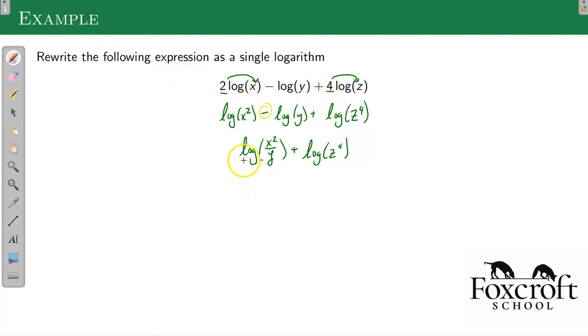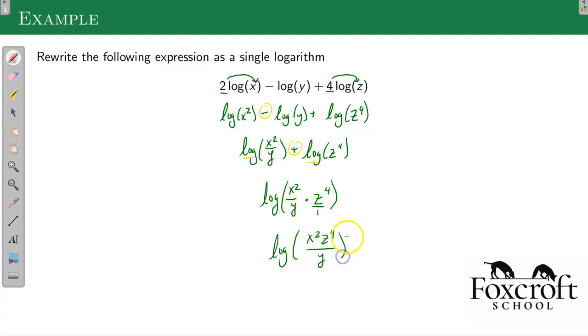And now we just have these 2 logs with a plus sign between them. And then we're going to smush those together into a single log. We take the first term, and because there's a plus sign, we multiply by the second term. And then finally, we just write it a little bit nicer. Because this is over 1, I can put these together on the top of one fraction, like that. So this is the answer.